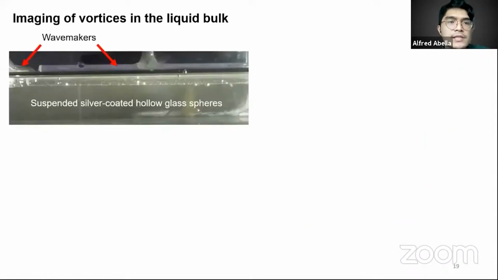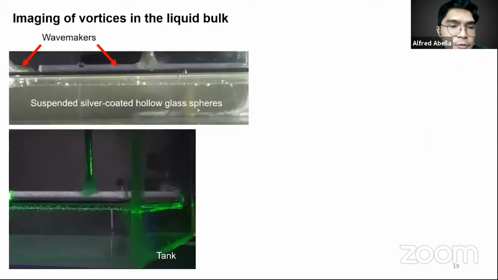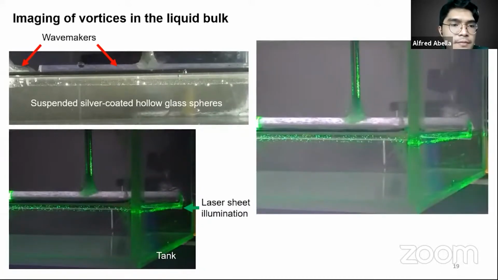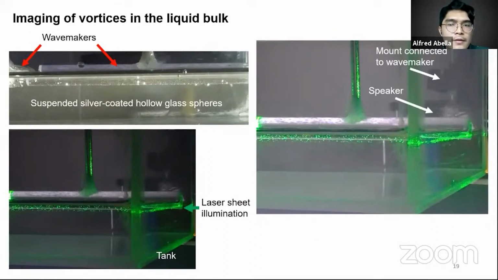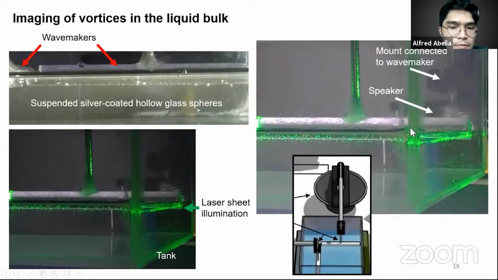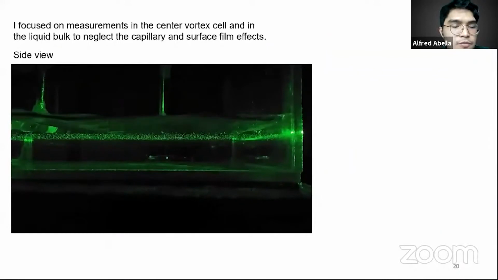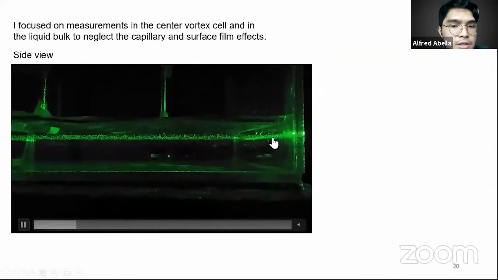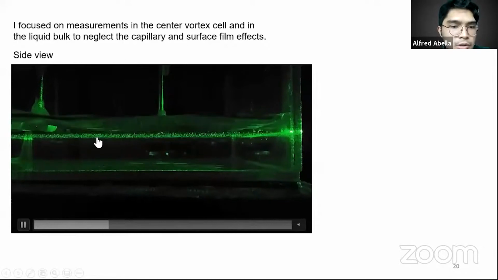Now, to image the vortices below the interface, we have to make use of a laser sheet, and we illuminate every liquid layer, as you can see here. And I used silver-coated hollow glass spheres for that. So this is the speaker which forces the wave maker, which is this one. Now, in the side view of the setup, you can see here that the laser sheet illuminates only this particular layer.